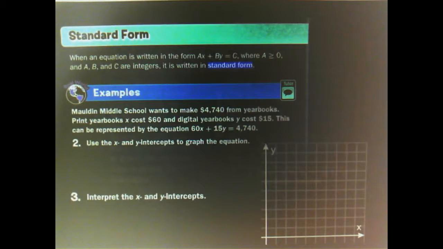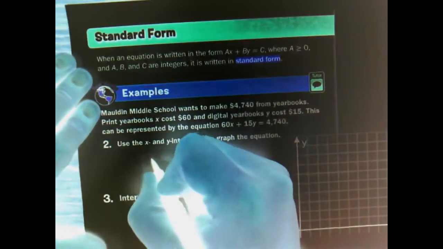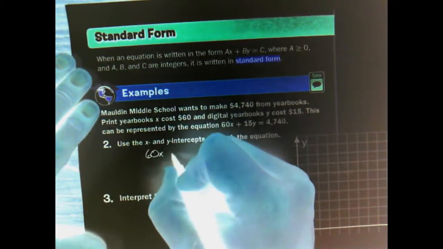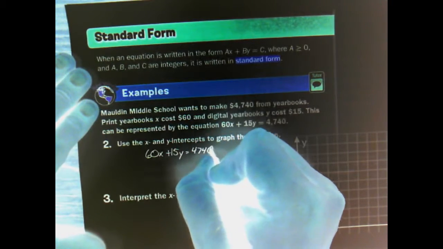So what they're doing is taking the amount of books, which is print yearbooks, which is X, multiplying it by the cost to get the total amount of money they make from print yearbooks. They're going to add that to the total amount of money they make from digital yearbooks, which is Y, the number of yearbooks, times the cost, which is 15. So here it says use the X and Y intercepts to graph the equation. So if we start with 60X plus 15Y is equal to 4,740.